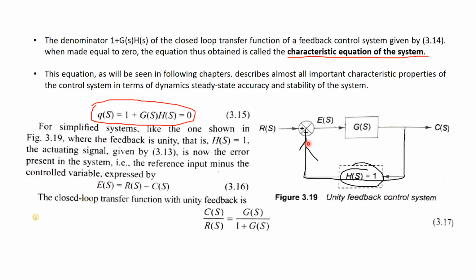That means if temperature is the output, then we use some potentiometer or thermoelectric type of device, where that particular temperature is sensed and converted into an equivalent voltage signal and then taken as a feedback. Then there will be H(s).